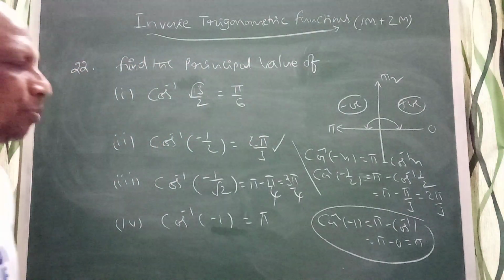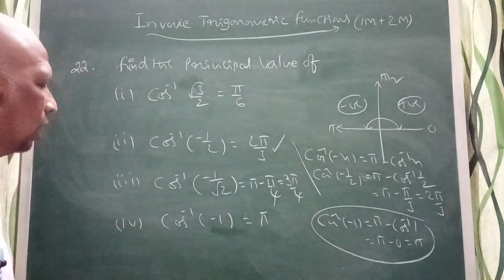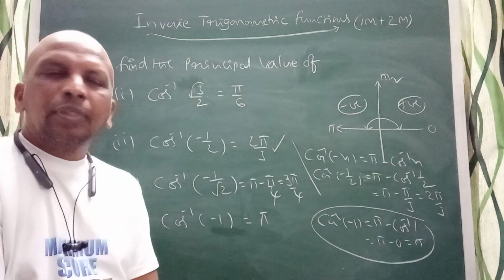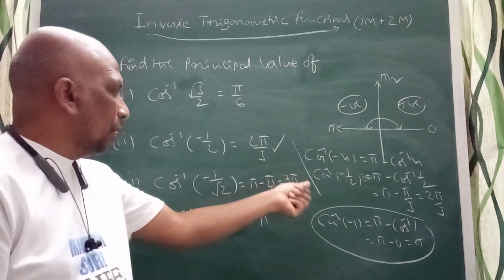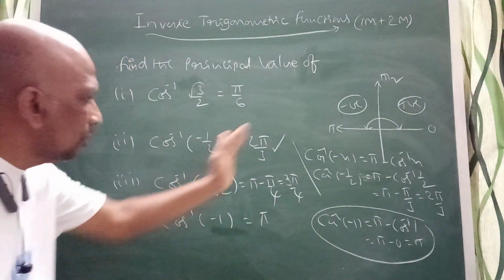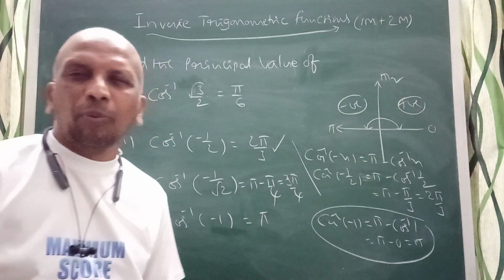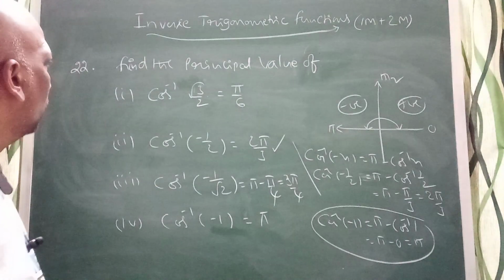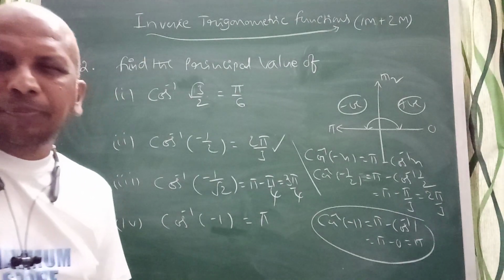Pi minus cos inverse of 1, pi minus 0, is pi. Or if you remember directly, cos 180 is minus 1. Here also, cos of 3 pi by 4 is minus 1 by root 2. The second quadrant, cos is negative. Any one of the methods you can use to solve this type of problem. Okay, now I will discuss the next problem.